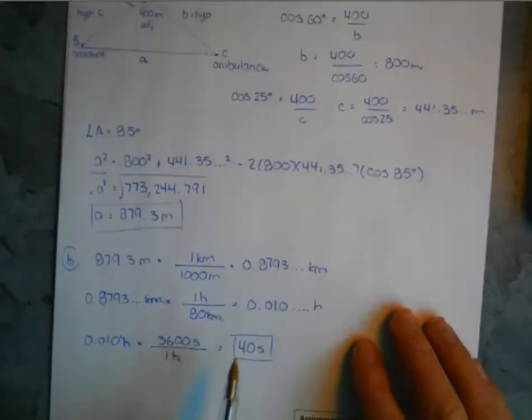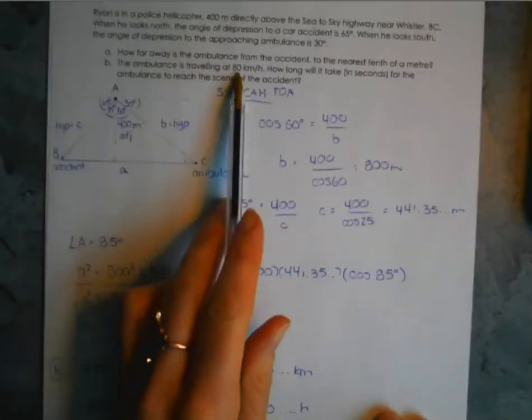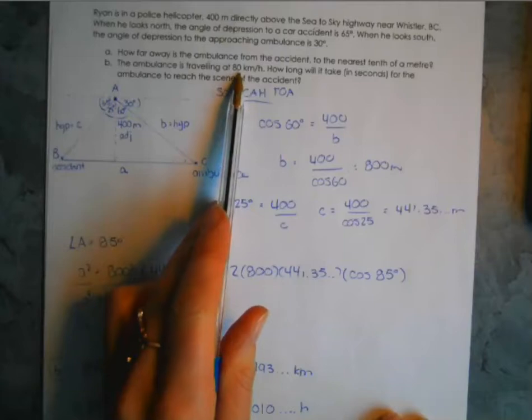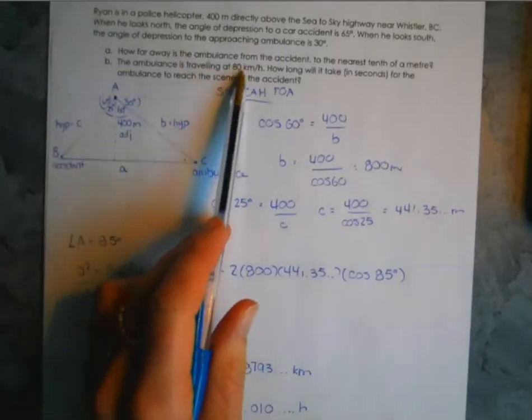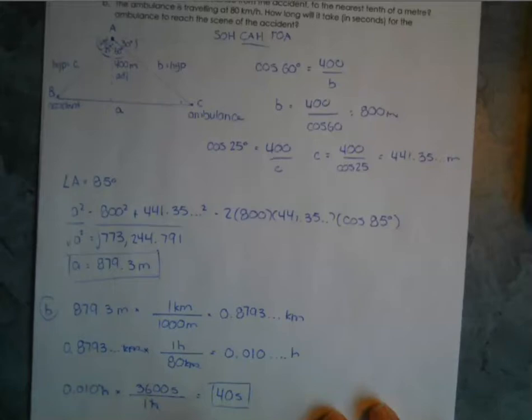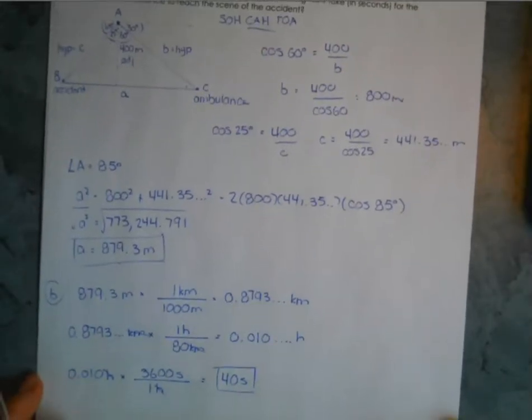And again, you might just want to really quickly think if that makes sense. If the ambulance is going 80 kilometers in 1 hour, then how long would it take them to go 1 kilometer? Well, it's going to be a very short period of time, right? Under a minute. So that seems like a reasonable amount of time.